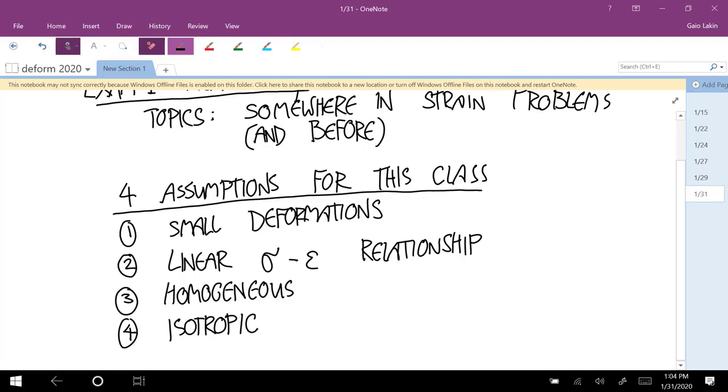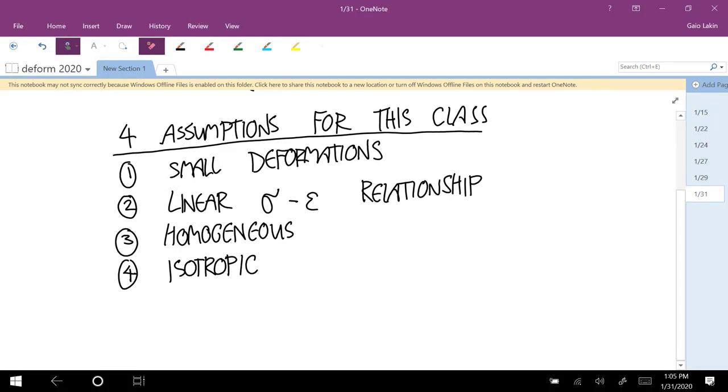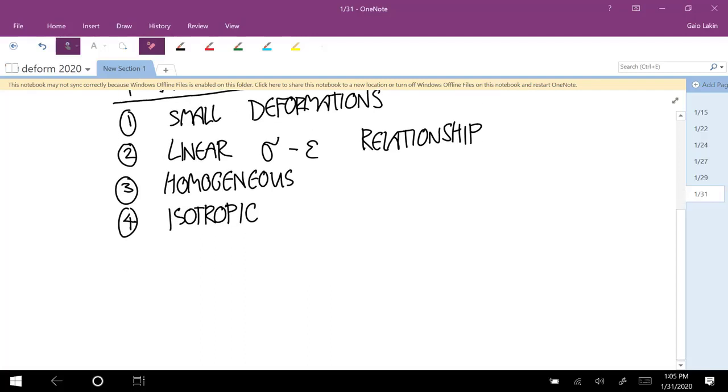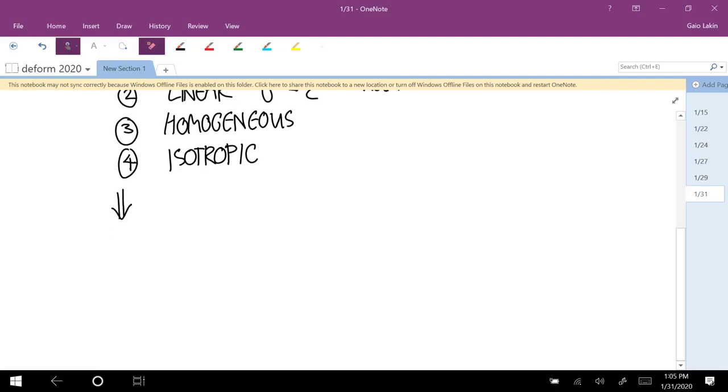And isotropic means that no matter how the material is oriented compared to your coordinate system, the material behaviors are the same. Okay, so any direction, the material behaviors are the same. The material's no weaker or stronger along one axis than another axis. And with these 4 assumptions, we get this constitutive relationship between stress and strain.